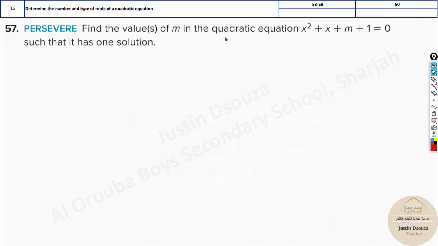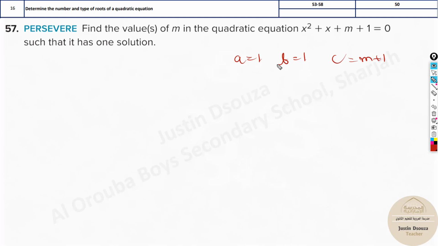And over here we have another problem. See, what they have told is, this has one solution. This is important. They have given this equation, equal to 0, and we need to solve it. They have told us it has one solution. So what is the thing? Here, what is the a value? A is equal to 1. B is equal to 1. The constant is m plus 1.